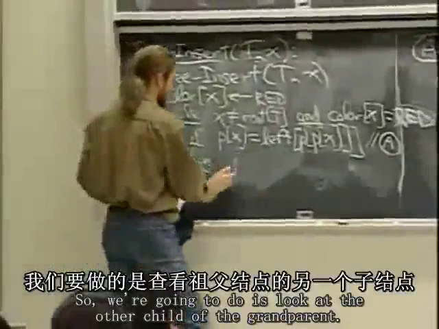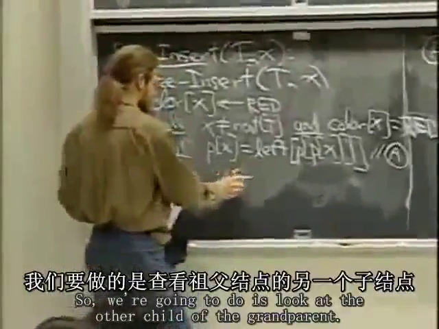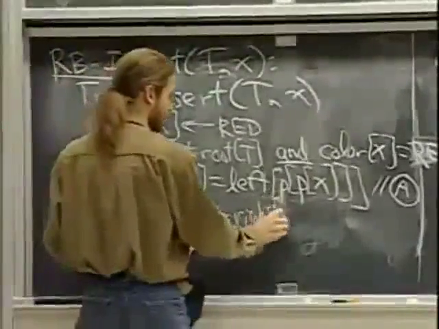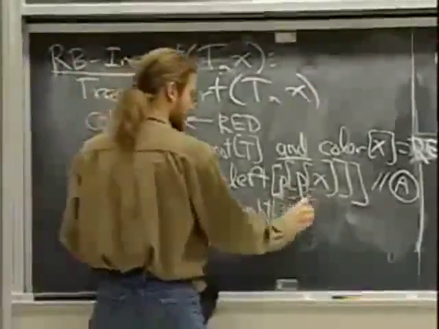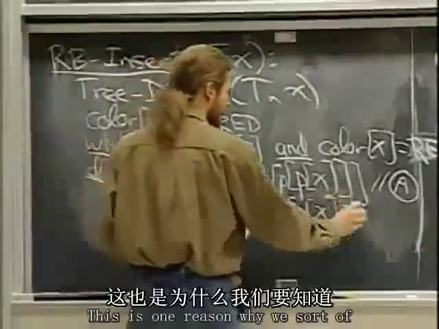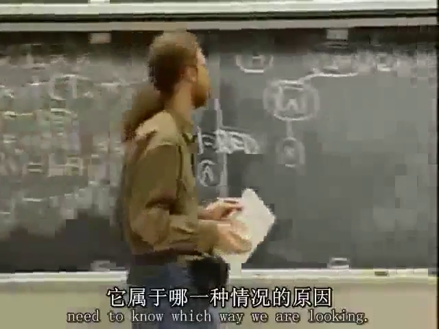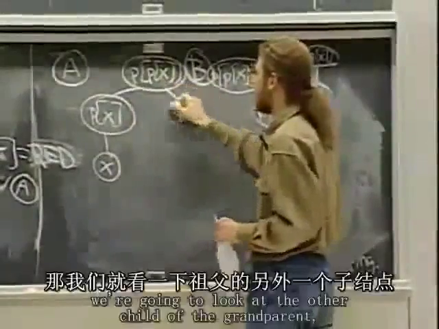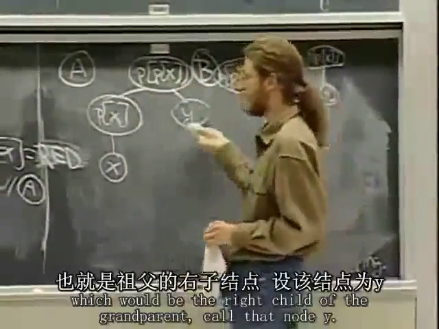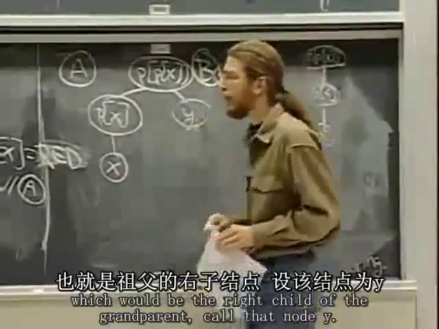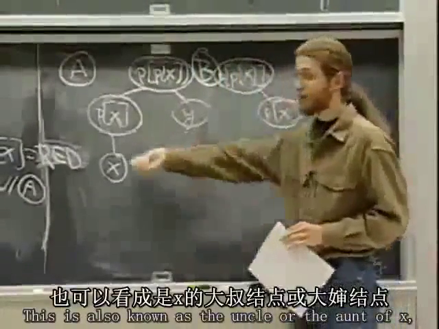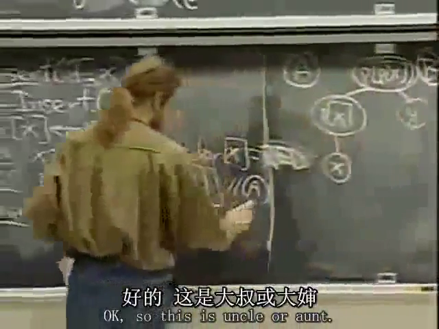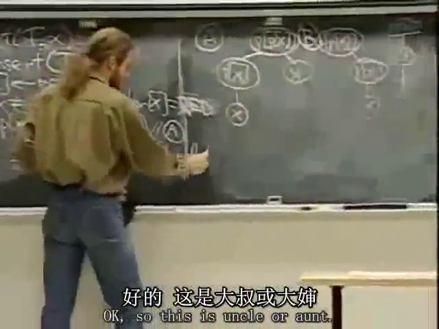So what we're going to do is look at the other child of the grandparent. This is one reason why we sort of need to know which way we're looking. If the parent of X is the left child of the grandparent, we're going to look at the other child of the grandparent, which would be the right child of the grandparent. Call that node Y. This is also known as the uncle or the aunt of X, depending on whether Y is male or female. Okay, so this is uncle or aunt.